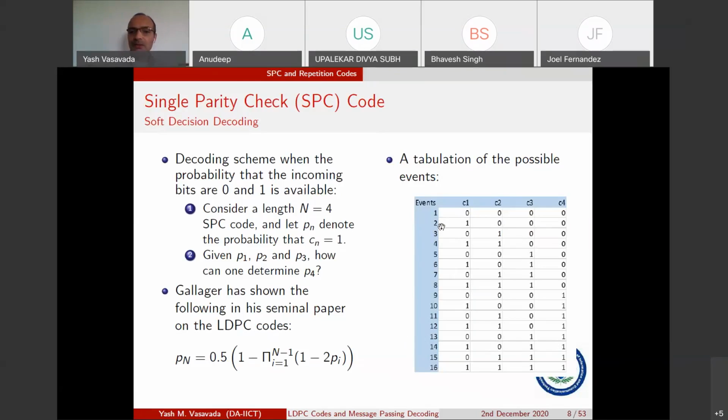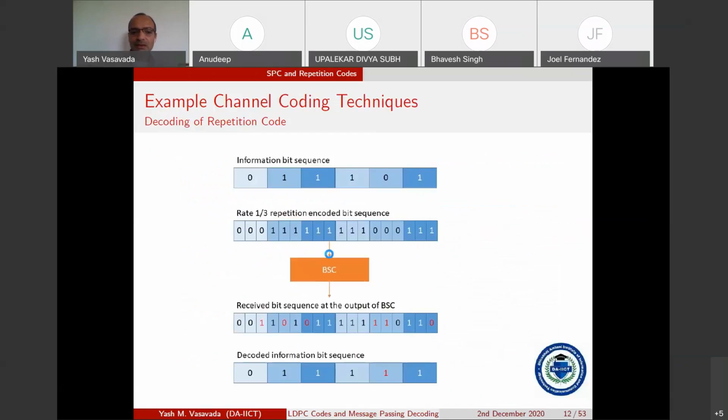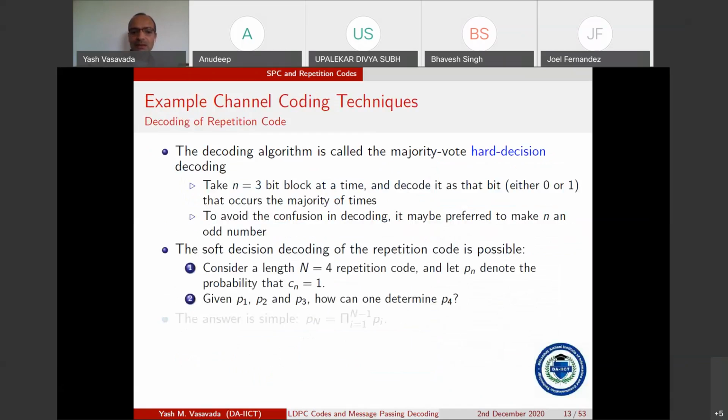So given that we have now pruned our events table to just event 1 and event 16, can you say the answer to this question? Sir, P1, P2, P3. Exactly. So the answer is actually pretty simple. All we have to do is just take the product of the probabilities.